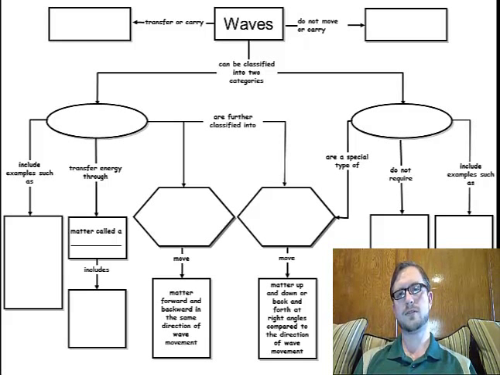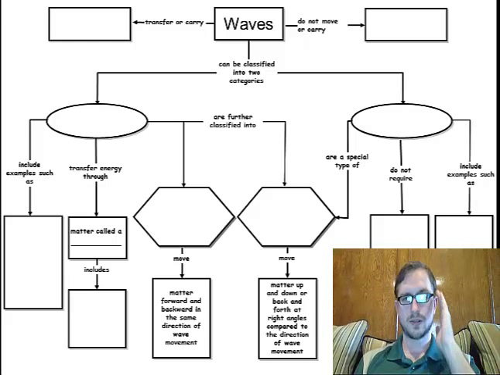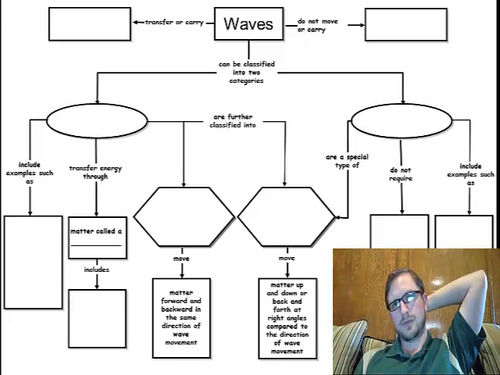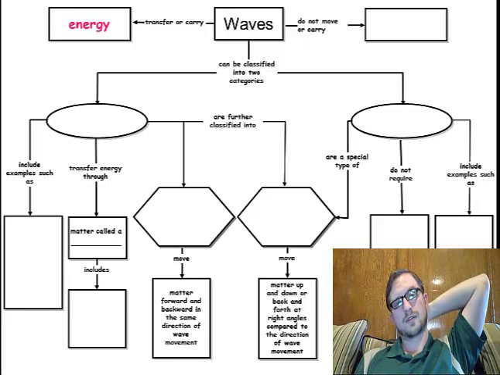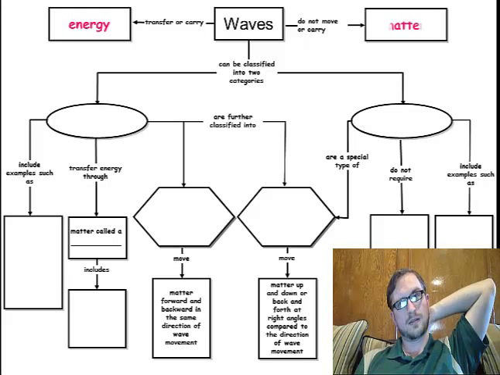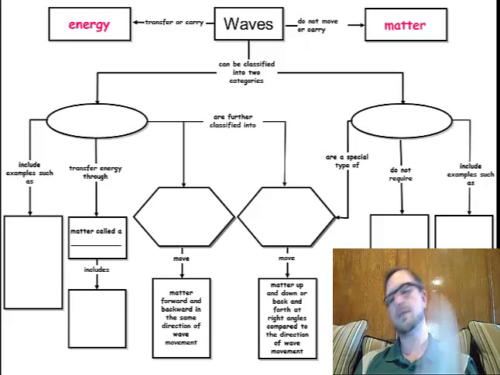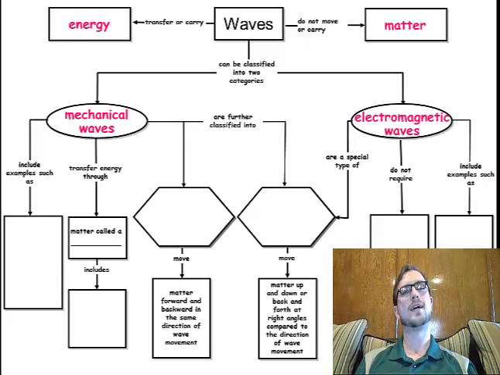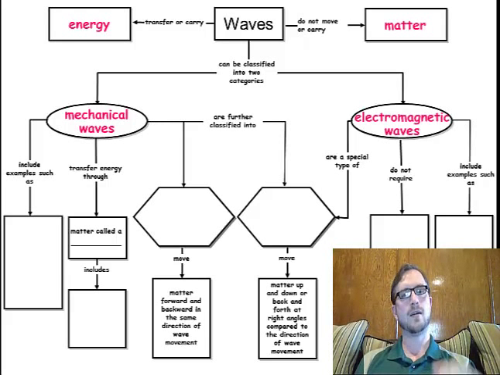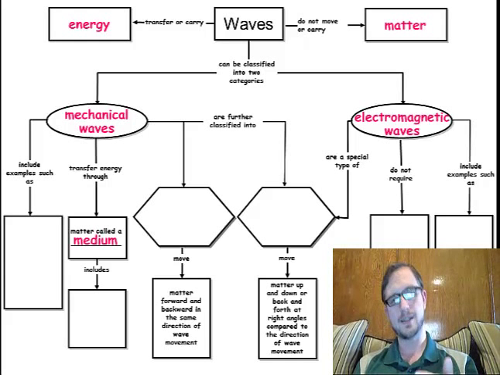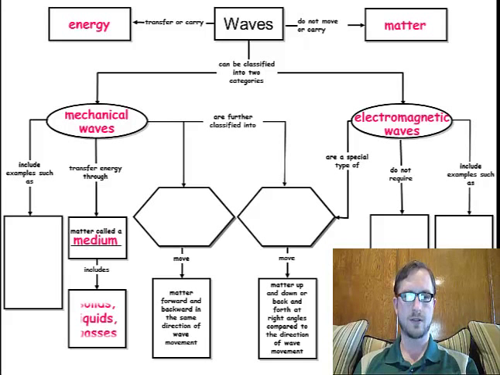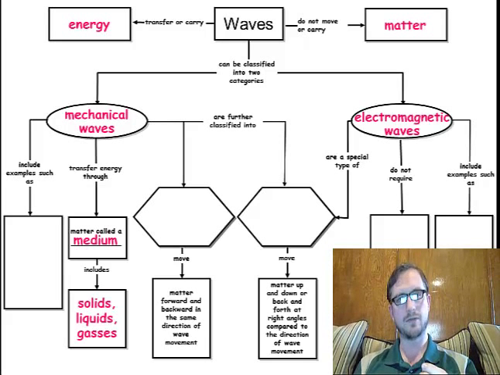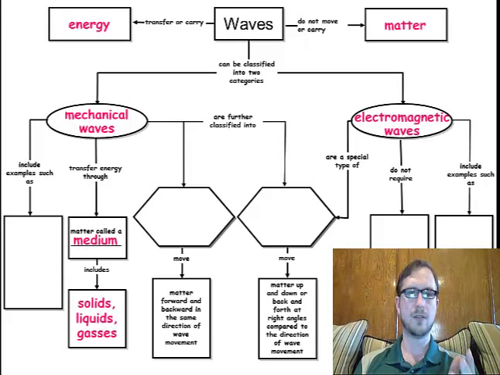All right, let's do a quick review here. So, waves. Waves transfer or carry energy. They do not carry matter. Waves are not made out of stuff. There's two different groups, mechanical waves and electromagnetic waves. Mechanical waves transfer energy through matter called a medium. That's the stuff that they're going through, like solids, liquids, and gases. They have to have stuff. Without any stuff, there can be no mechanical wave.